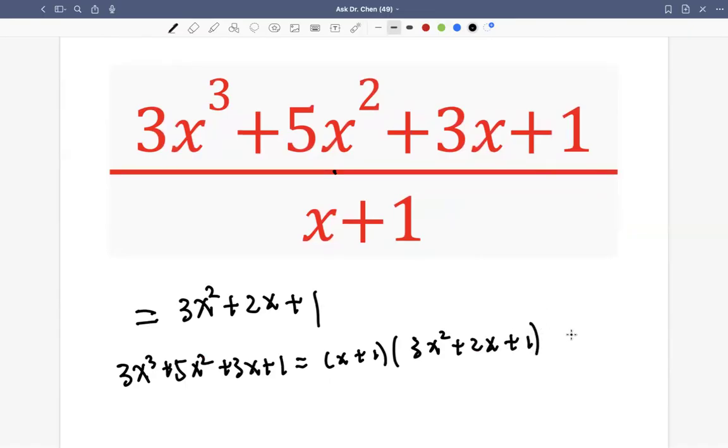If we had a remainder, we would add the remainder. But in this case, the remainder is 0. So we don't really need to add 0 to this. Okay, that is simplifying this rational expression using long division.